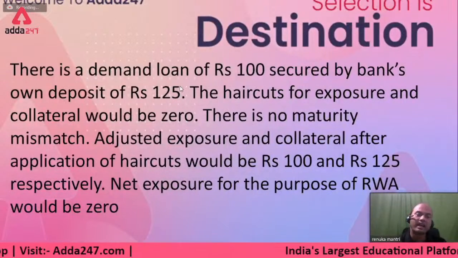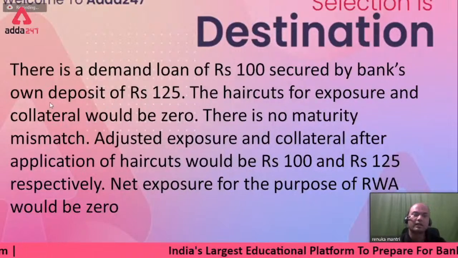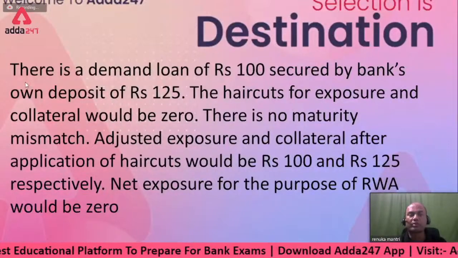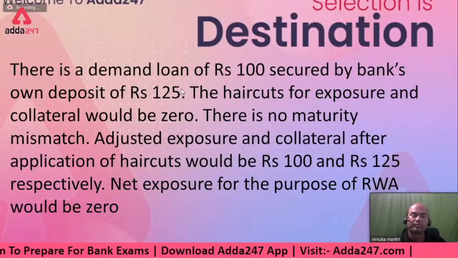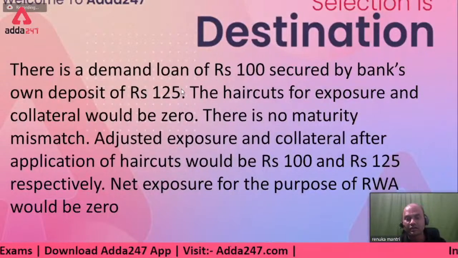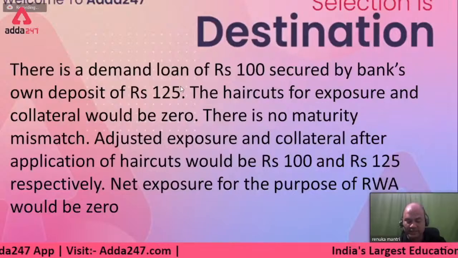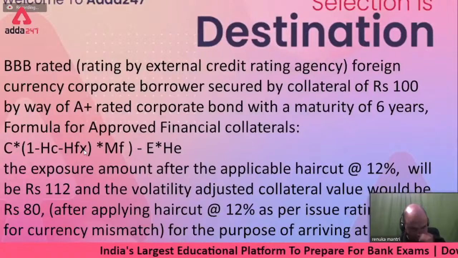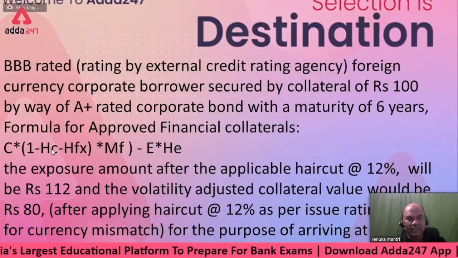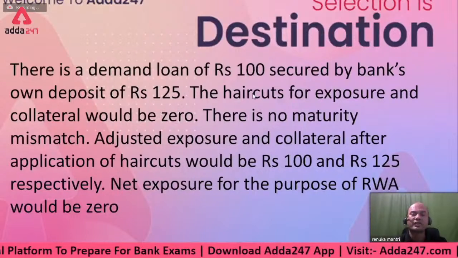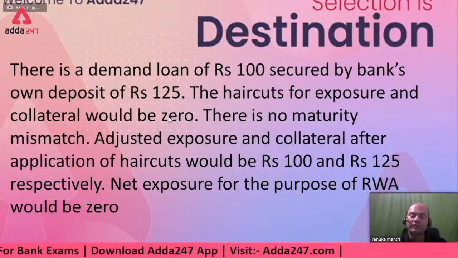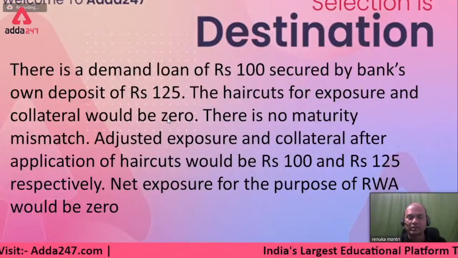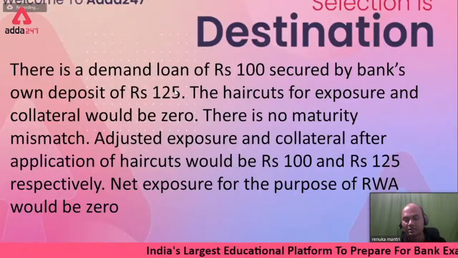Now, what will be the haircut for this deposit? Because collateral is what? This deposit. What will be the haircut for this collateral? The collateral haircut will be nil. Why? This HC and HFX is 0, own deposit, right? So what is HC over here? Even HC is 0. Why? Because it's your own deposit, own FD, right? Your bank's FD, your bank's loan. So that's why this HC will be 0 over here.